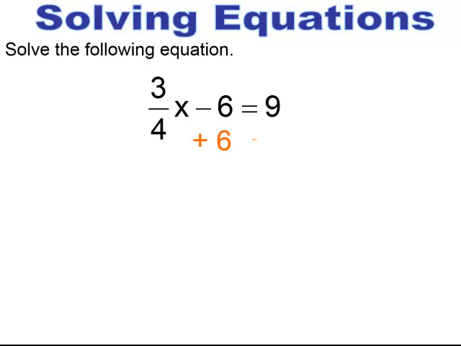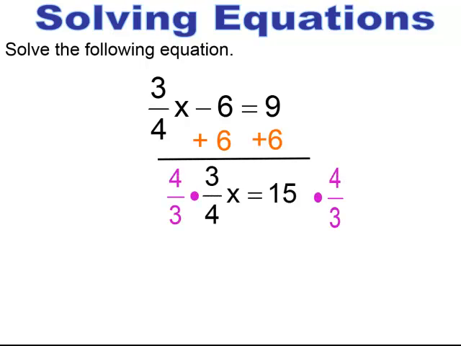You're going to add 6 to both sides, then you're going to multiply by the reciprocal. Put that 15 over 1, simplify, and multiply across. So you end up getting x equals 20.